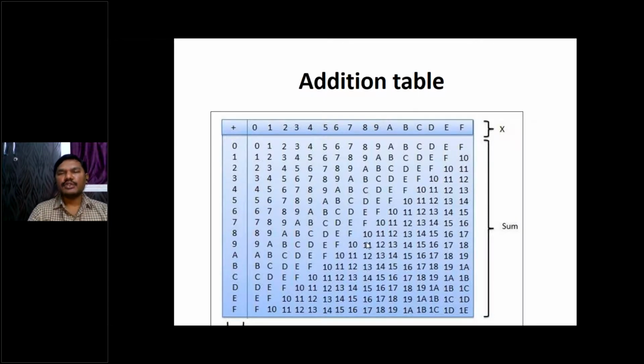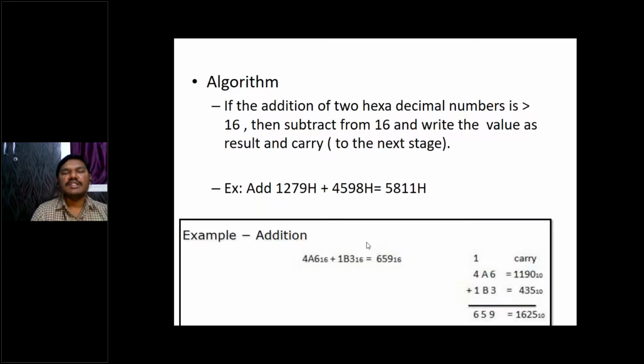any number. So for example, I want to add these numbers: 1279h plus 4598h, then it is equal to 5811h. So how to add these values? Here I want to explain this small example. 6 plus 3, how much? It's a simple number, so I can say that it is equal to 9.